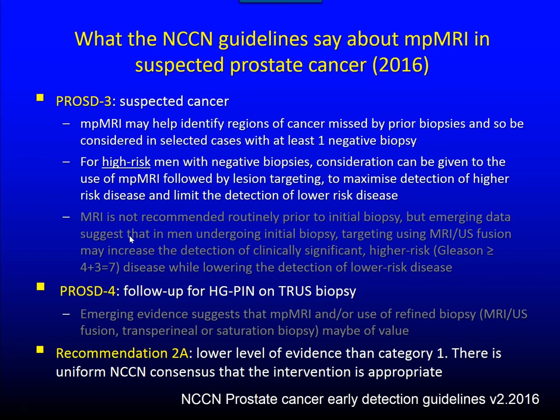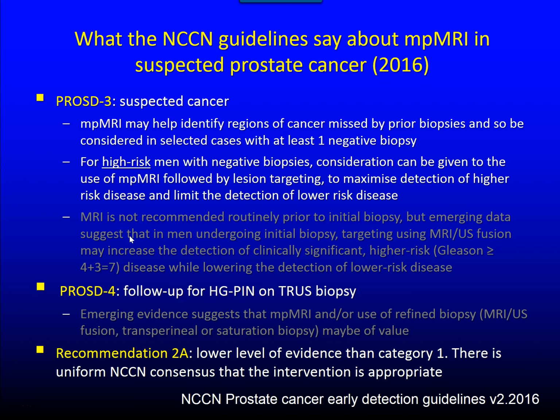Well, if you look at the NCCN guidelines, which were released recently, you will see that it is clearly stated that multiparametric MRI may be helpful to identify regions missed by prior biopsies, and so should be considered in selected cases with at least one negative biopsy. So here's a patient group that you should be able to agree with your urologists: a negative biopsy group is a group that you can accept as being one of the indications.